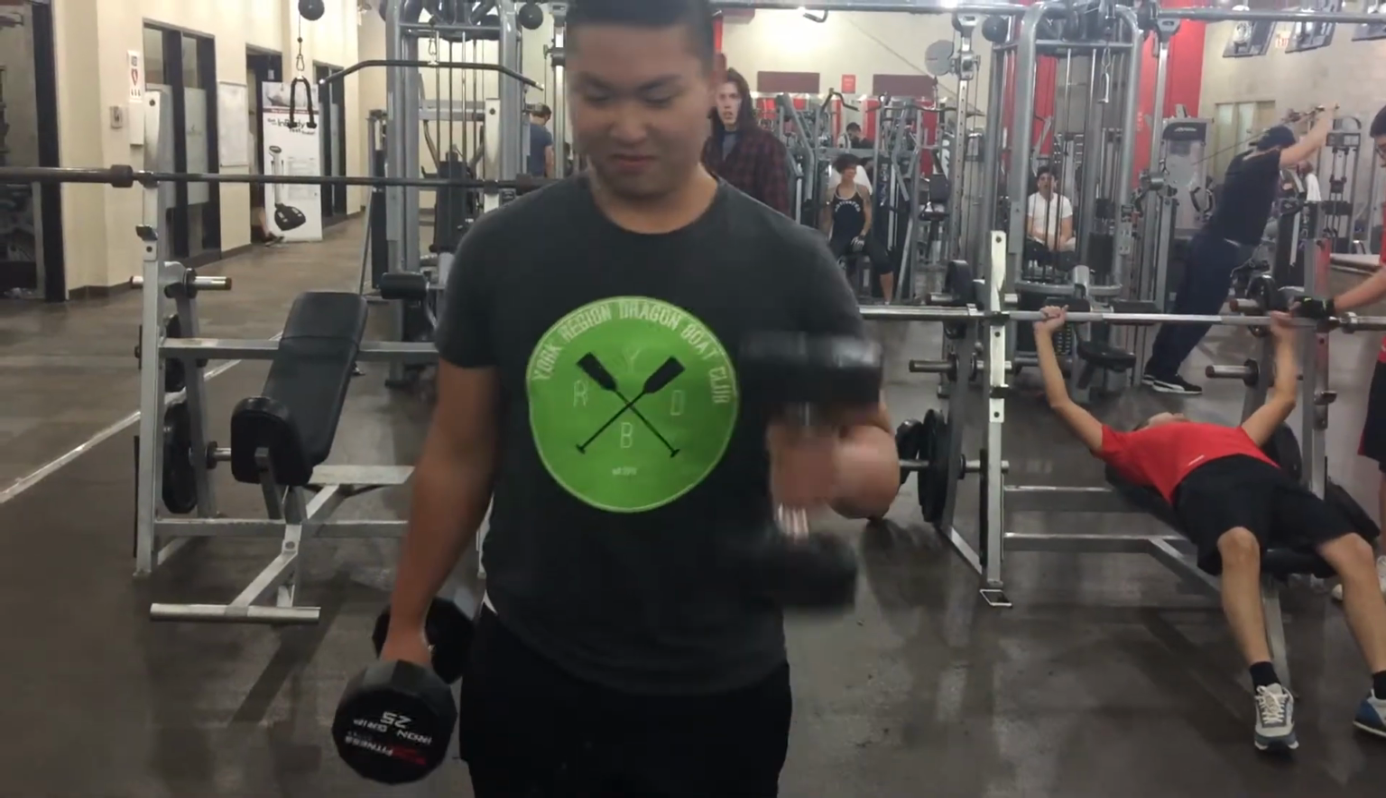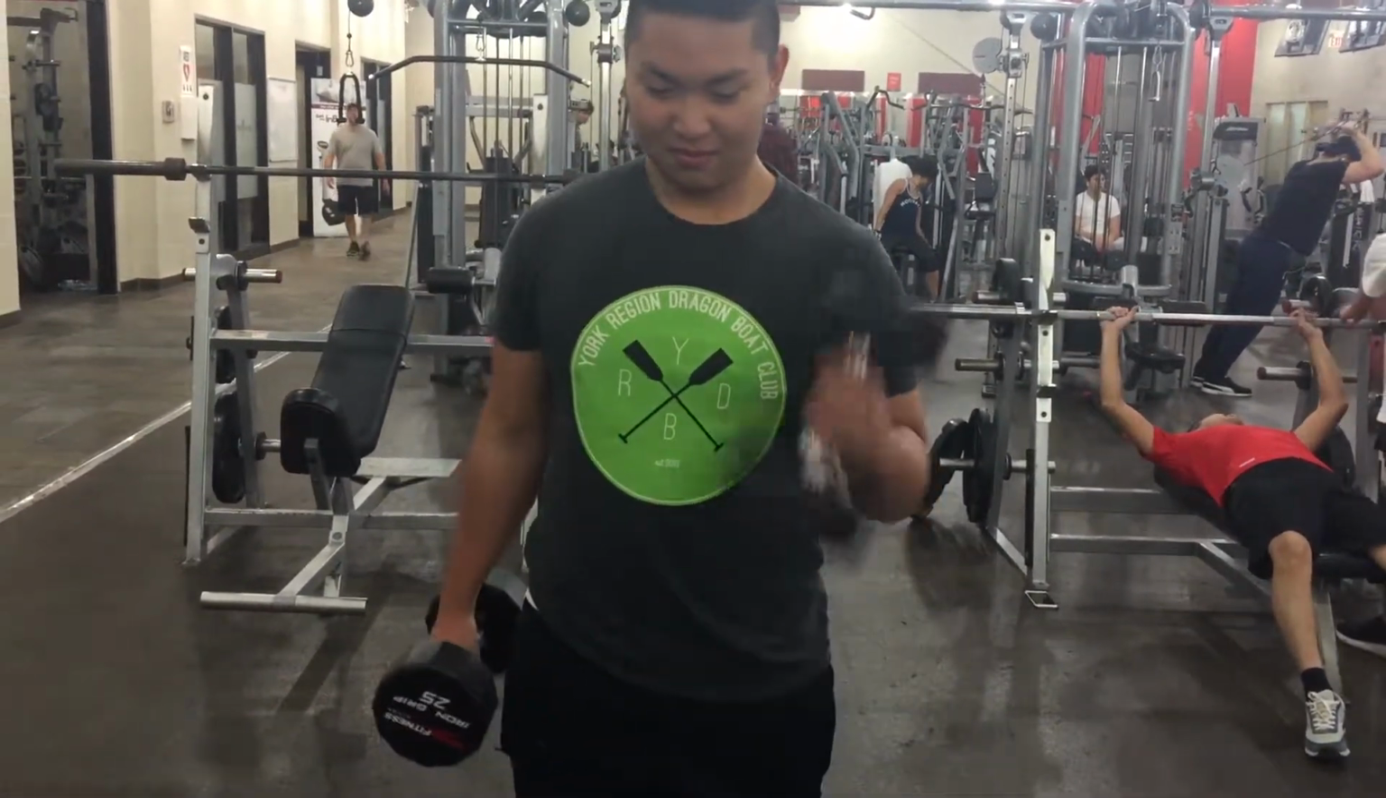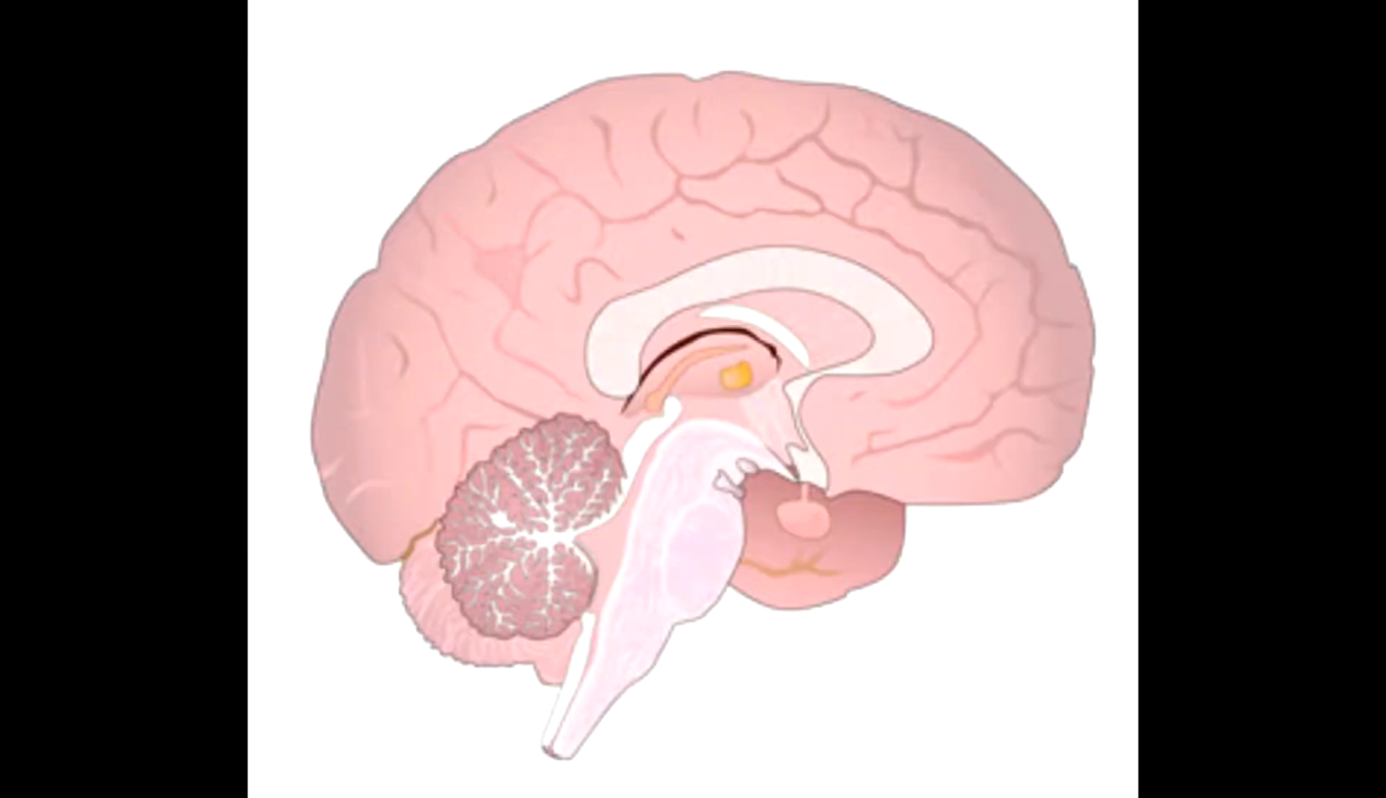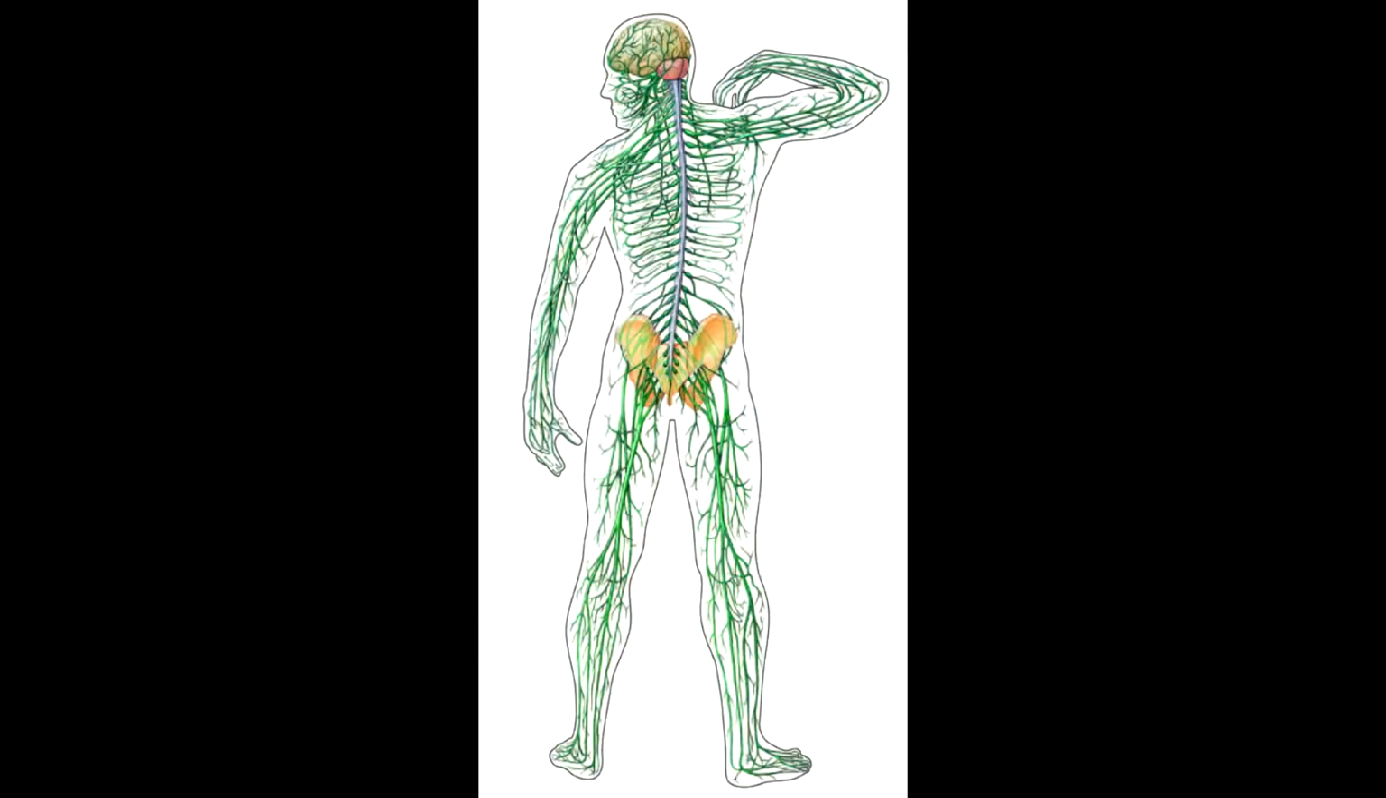As you can see, I'm lifting these weights effortlessly. But how do I do it? How does my brain communicate with my muscles? Well, the brain communicates with the body's muscles through neurons.